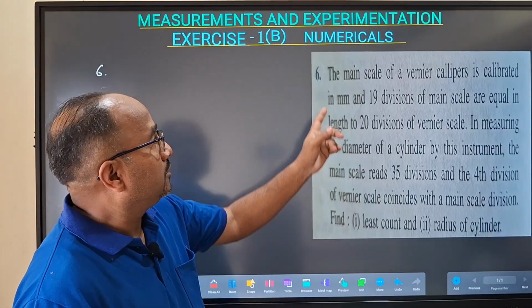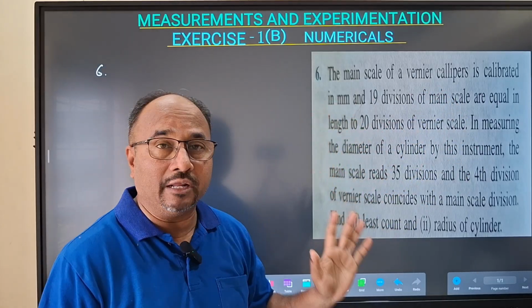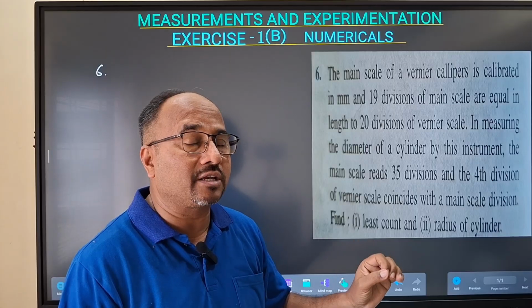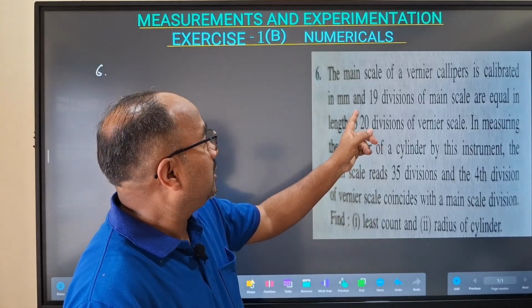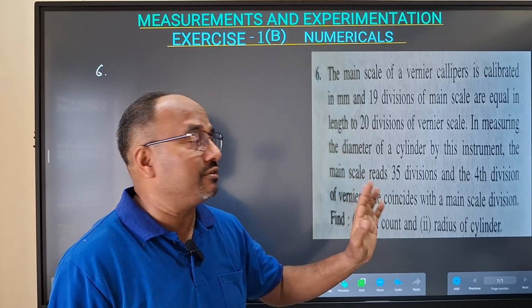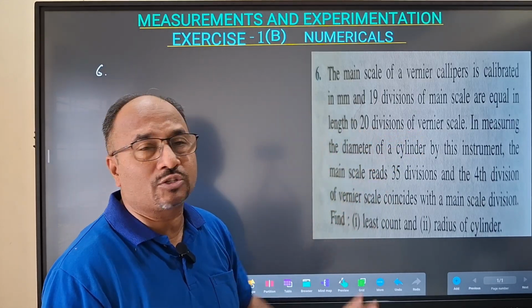Number 6, it says the main scale of a vernier caliper is calibrated in millimeter. So this information is that the value of one main scale division is 1 millimeter, and 19 divisions of the main scale are equal in length to 20 divisions of the vernier scale. So what we need is the number of vernier scale divisions, which is 20.